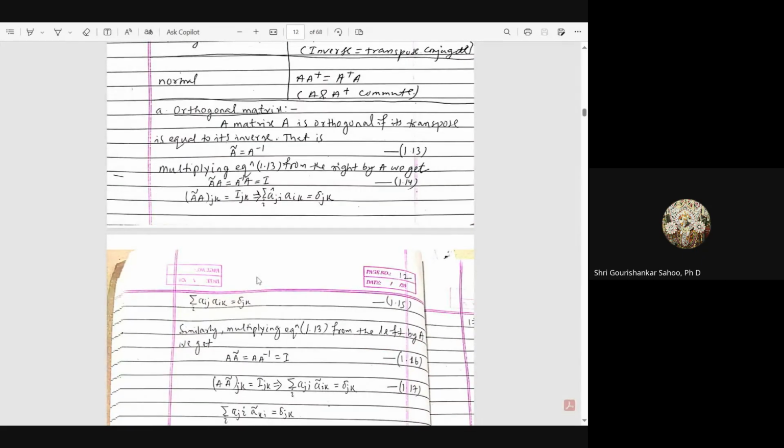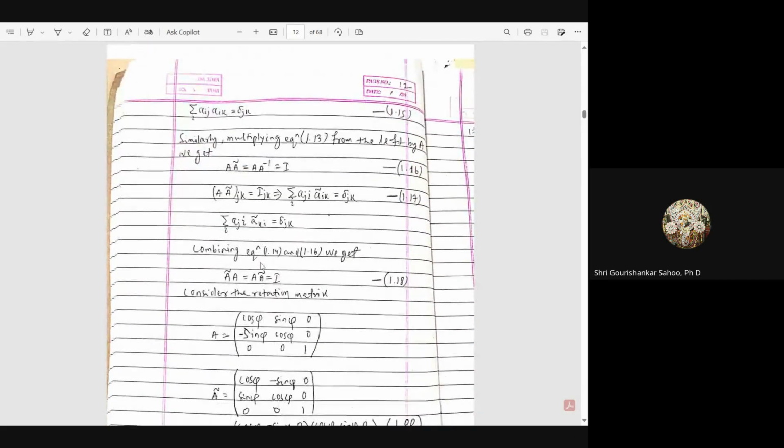Then your orthogonal matrices. A matrix A is orthogonal if its transpose is equal to its inverse. That is, A transpose is equal to A inverse. So you can have this as shown in the screen: A transpose multiplied by A is equal to A inverse multiplied by A is equal to the unit matrix I.